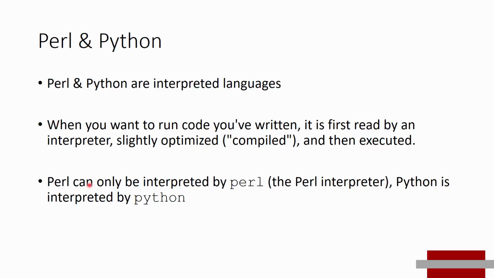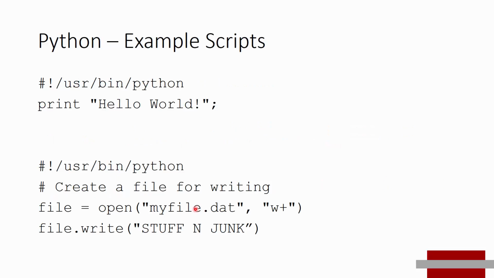So Perl can only be interpreted by Perl itself, the program Perl. Python is interpreted by Python. And similarly, Java programs can only be interpreted by the Java executables. So an example script for Python might be, here's the same define statement that says to use the Python interpreter, and just print hello world.